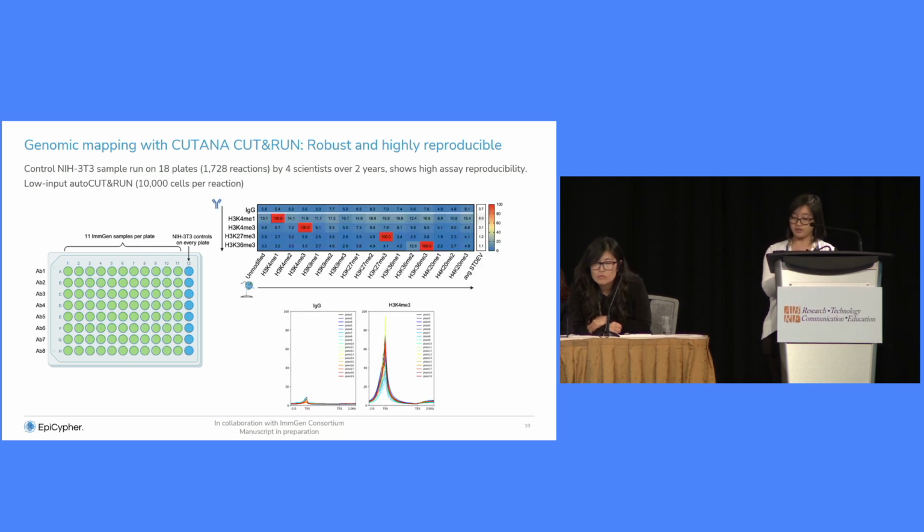On the right here is our specificity heat map displaying our assay performance, which is averaged across 18 plates, where the max drift between the plates was 6%. At the bottom here, we show the genomic data for H3K4me3 across all the 18 plates, again demonstrating the reproducibility of the data.